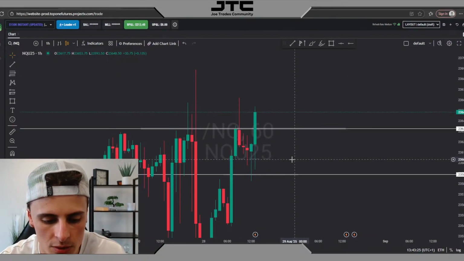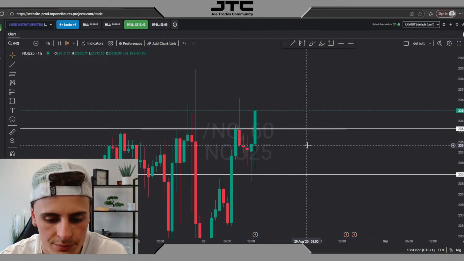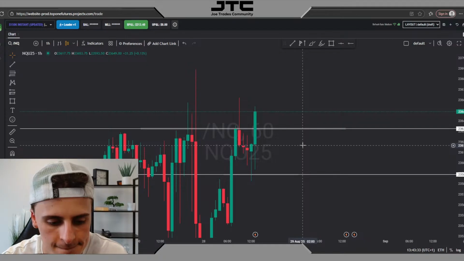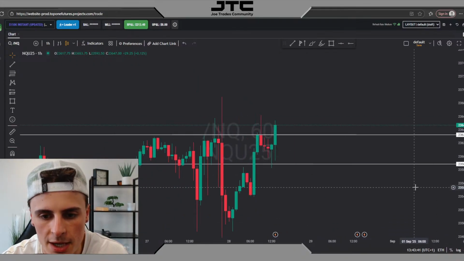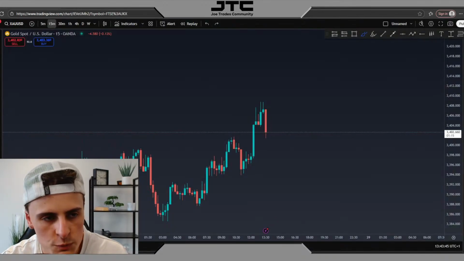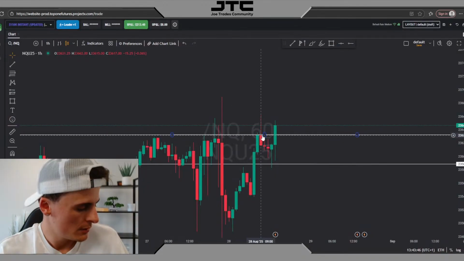I'm waiting for this hourly to close on Nasdaq here. I'm going to wait for this hourly to close, and then I'm going to be looking to trade from there. If the hourly can close nice and bullish above this range, I'll be looking for buys, guys. Gold pulling back. Nothing on gold.